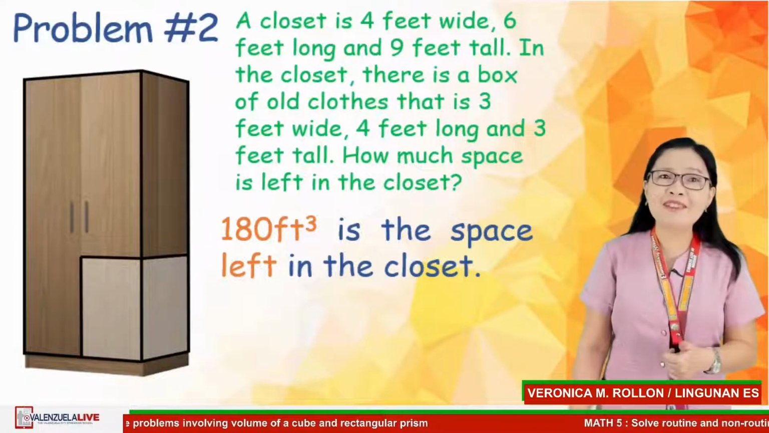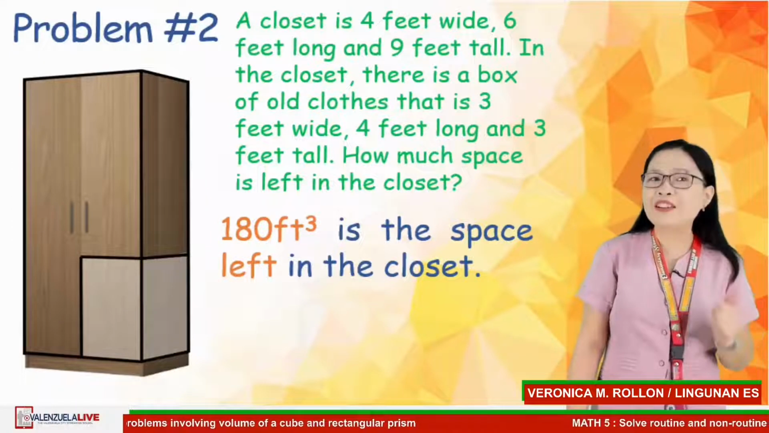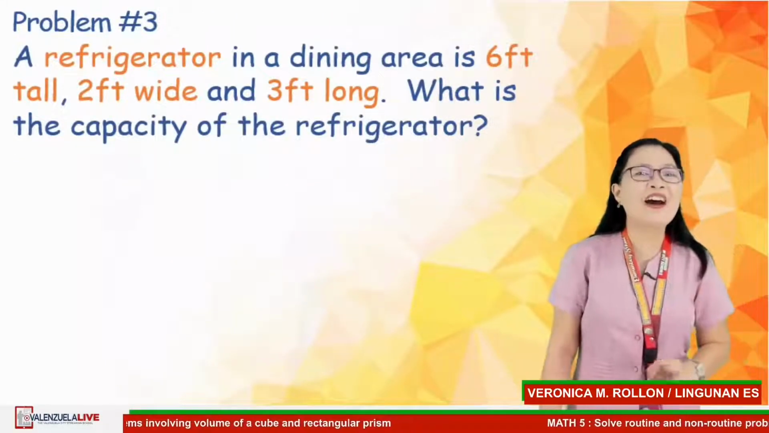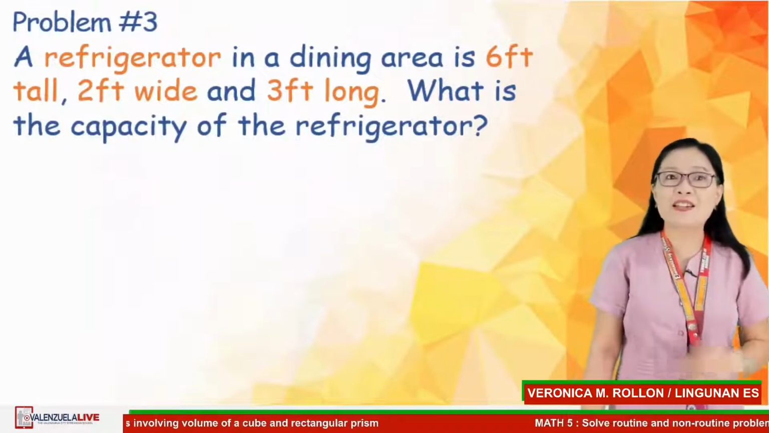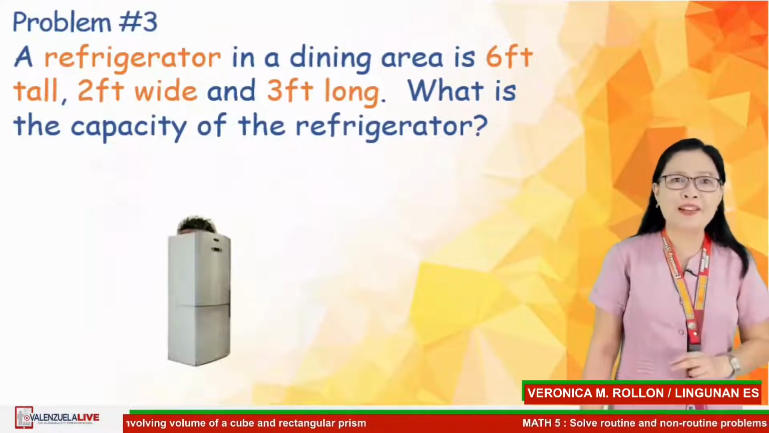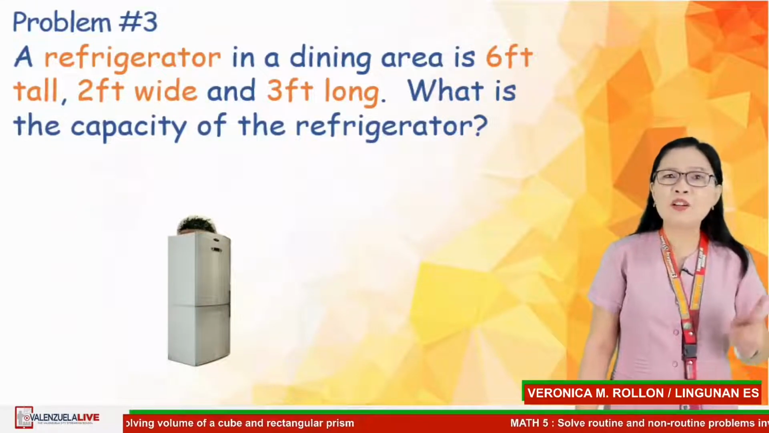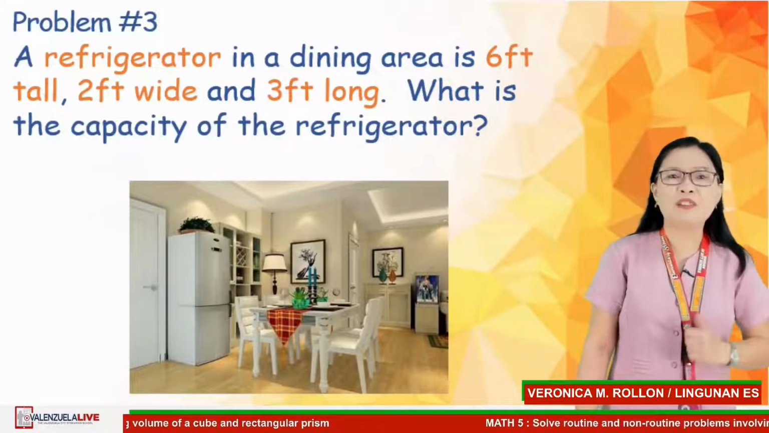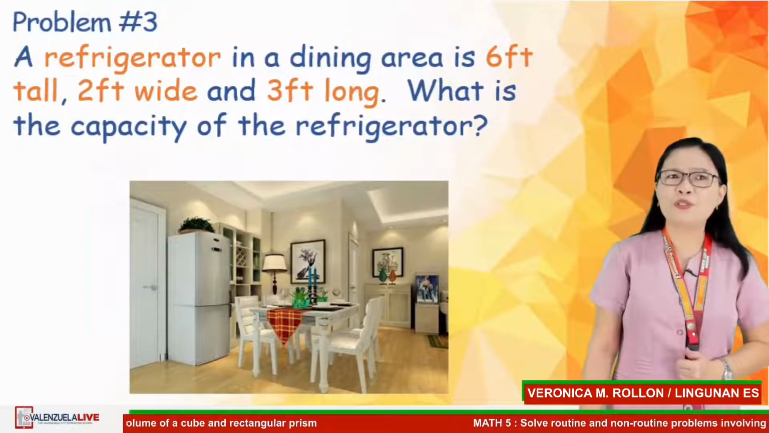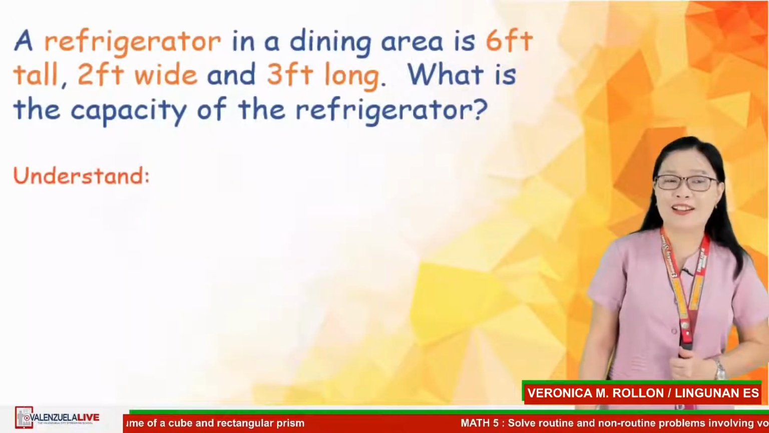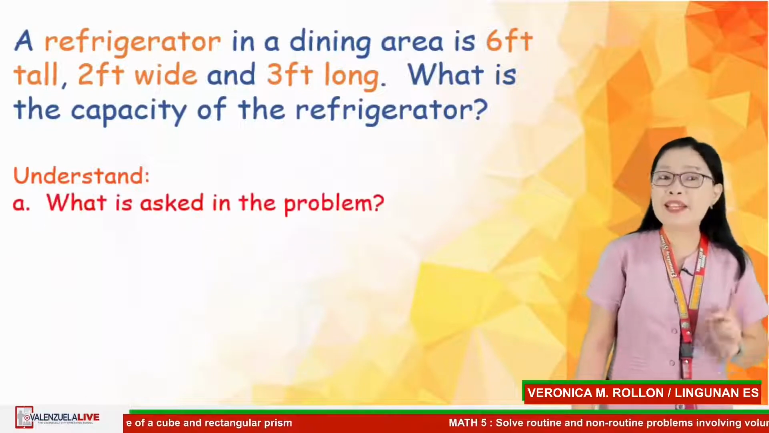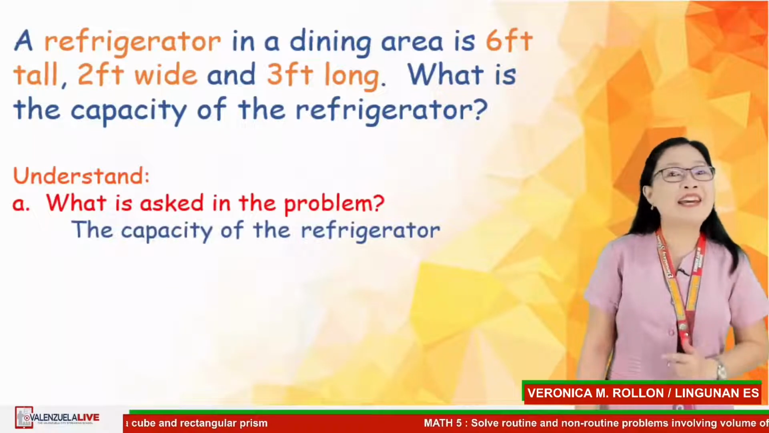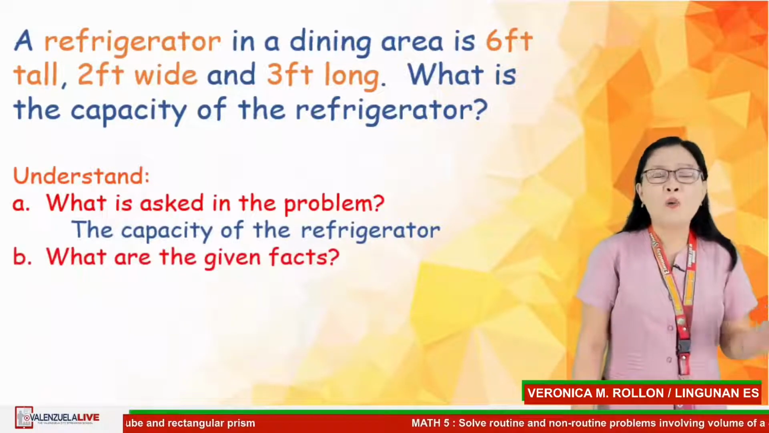Did you understand? Let's keep going for better understanding. So, let's have problem number 3. Let us read. A refrigerator in a dining area is 6 feet tall, 2 feet wide, and 3 feet long. The question is, what is the capacity of the refrigerator? Can you help me? What are we going to do? First, let's understand the problem. What is S in the problem again? Yes, you are right. The capacity of the refrigerator. What are the given facts?